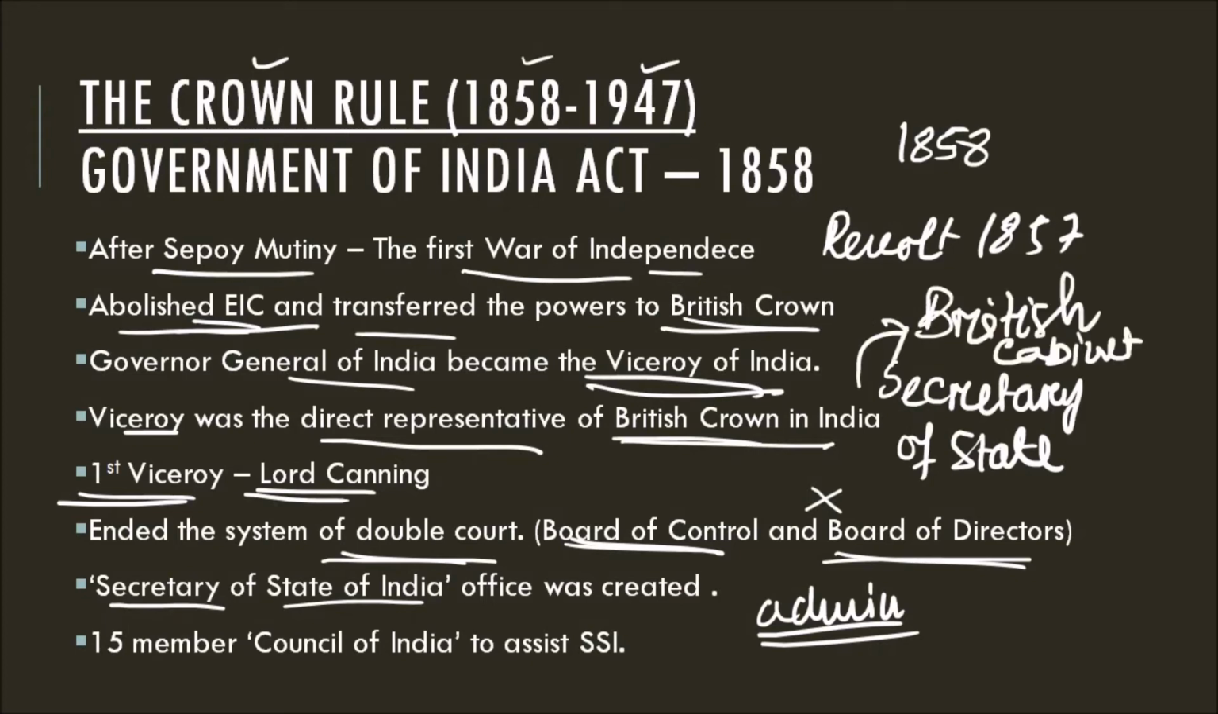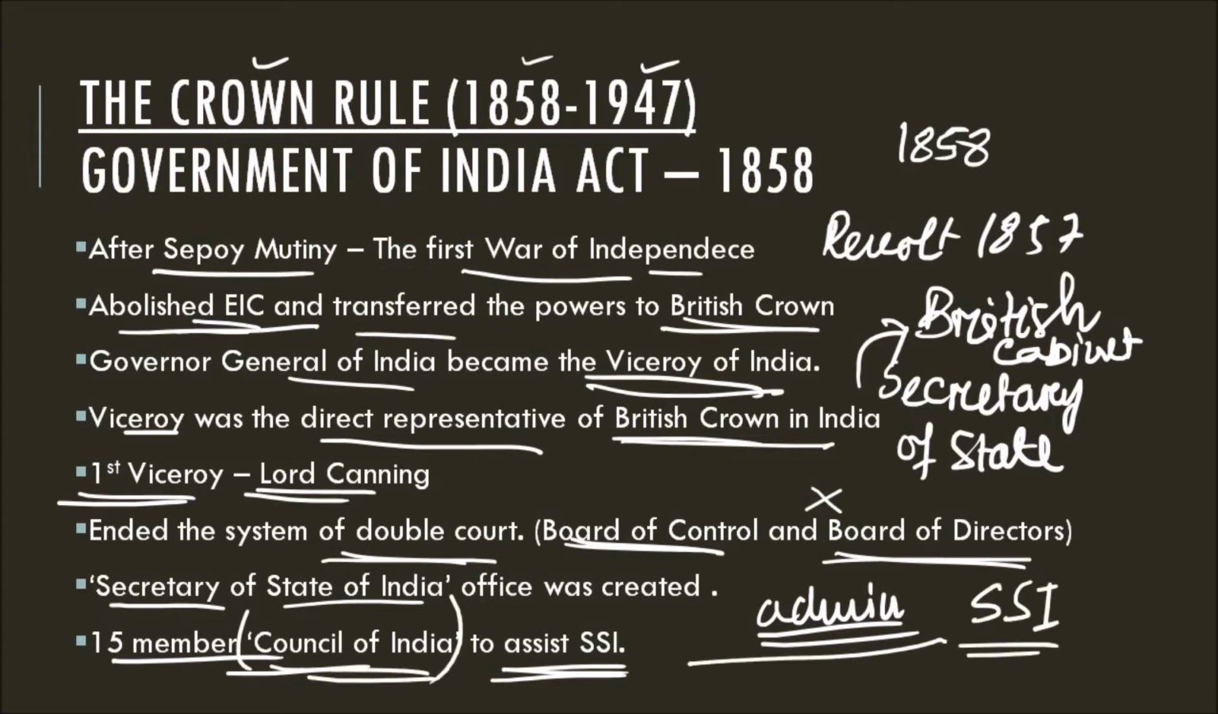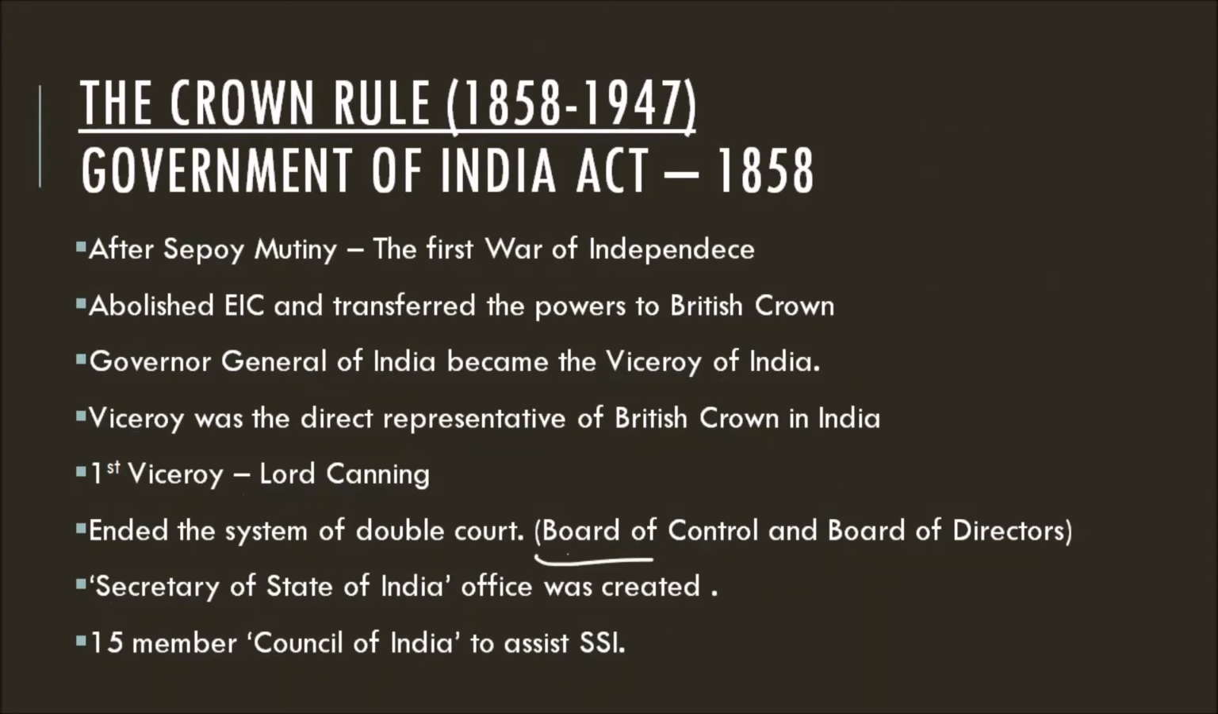It also established a 15-member council to assist the Secretary of State for India. The council was an advisory body, and the Secretary of State for India was made the chairman of this council. I hope you understood the changes. The Board of Control and the Board of Directors were now replaced by the Office of Secretary of State for India, who has complete control and authority over the administrative part.